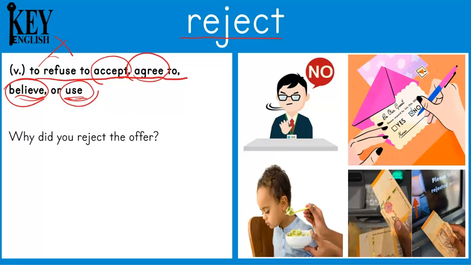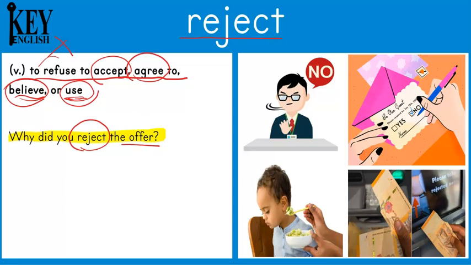The example sentence says, "Why did you reject the offer?" So this sentence might be asking that to someone who, let's say they were searching for a job and they got accepted to a job, but they decided to reject the offer. So they said, "No, thank you. Actually, I don't want that job." So that's what this sentence is probably talking about.